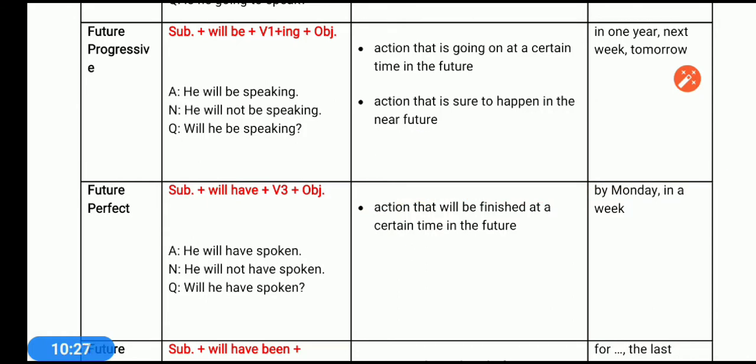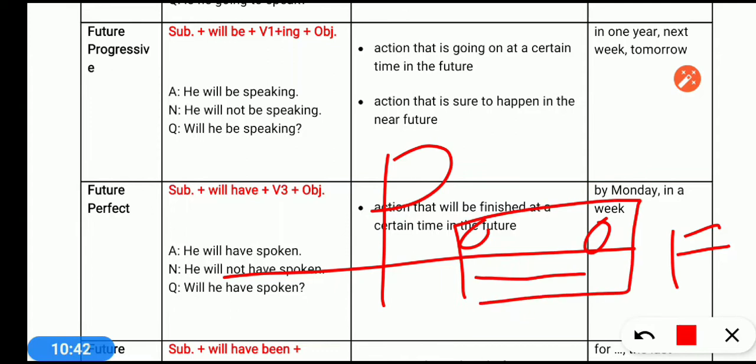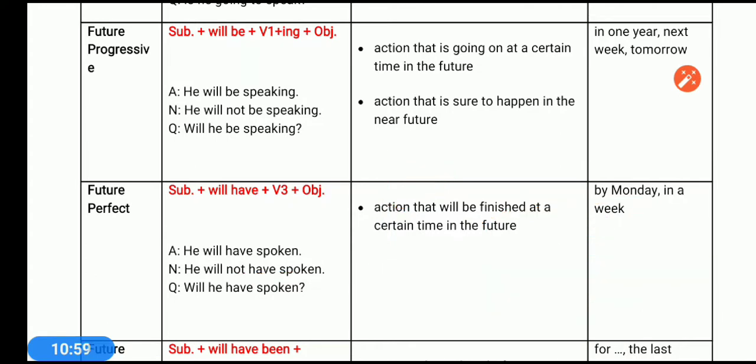Next one is future perfect tense. Again in the same way, here in the future, what action will be completed by this time. So any action which will be completed by this future time, then we use will have plus third form. Like he will have completed his work by Monday. He will have completed his work by Monday. So by Monday his work will be completed. So for such action, that what action will be completed, we use future perfect tense.